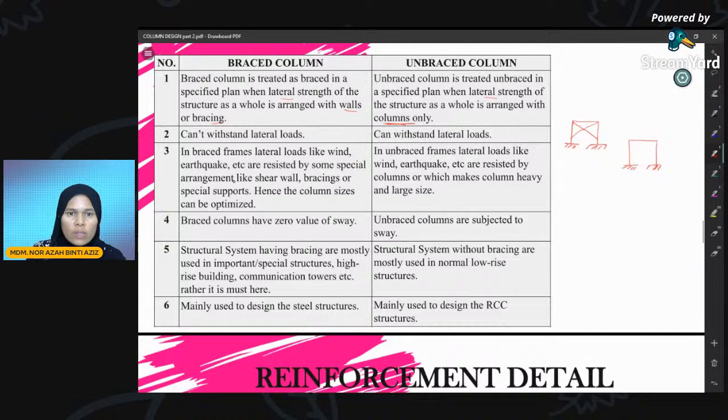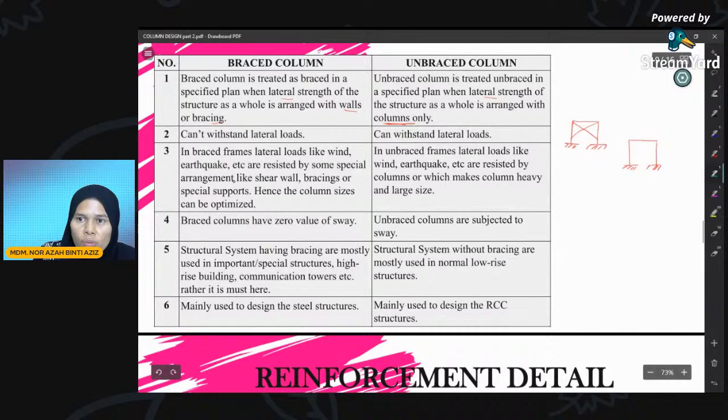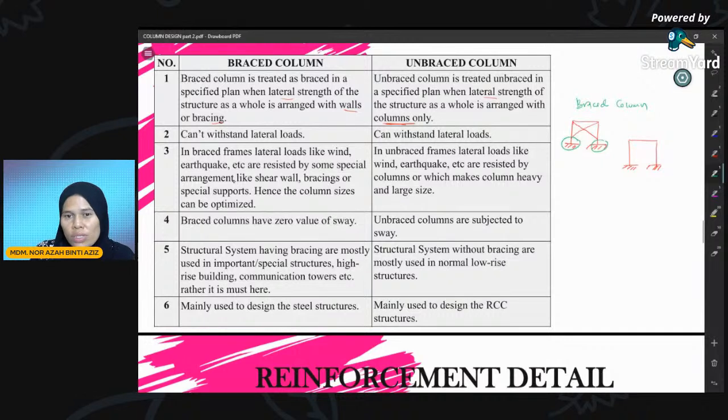In braced frames, lateral loads like wind are resisted by a special arrangement, such as shear walls, bracing, or special supports. Hence, the column size can be optimized. Here, the lateral load will be supported by shear walls or bracing, right? So for a braced column, the column size can be optimized because shear walls and bracing help the column support the lateral loads applied on it.